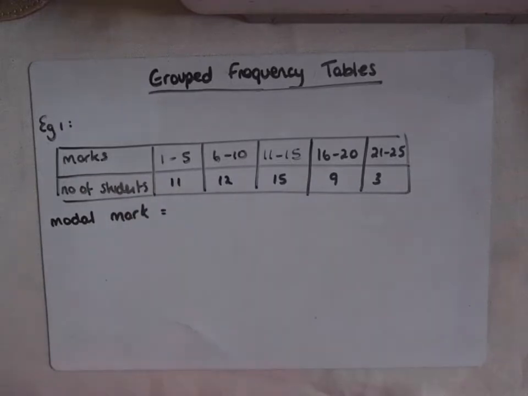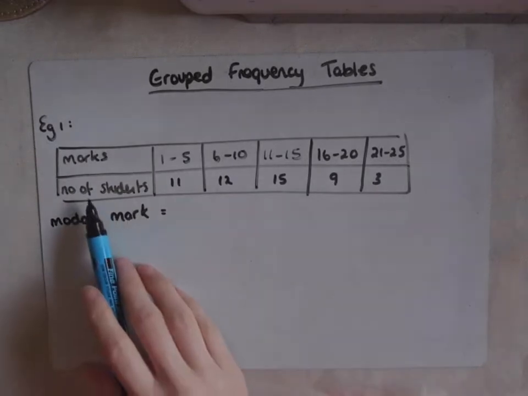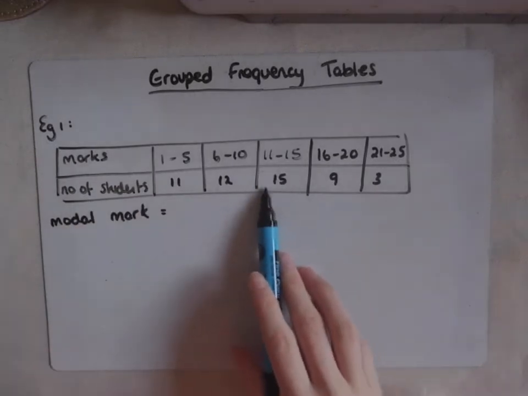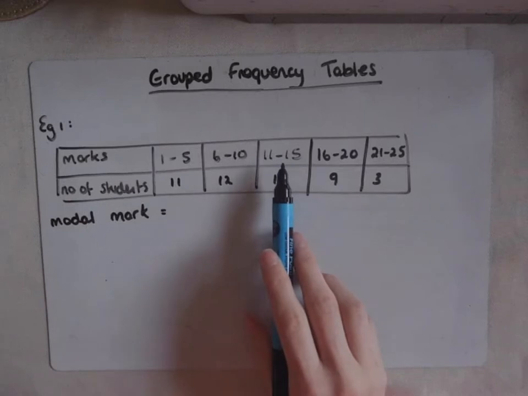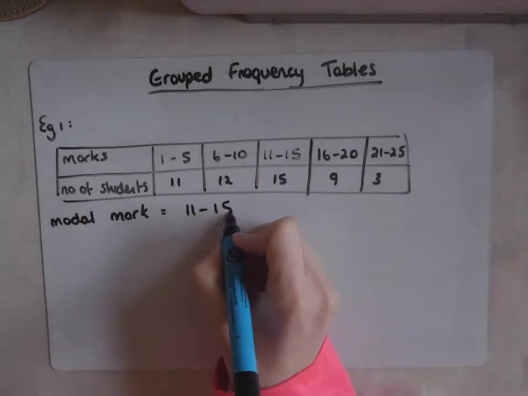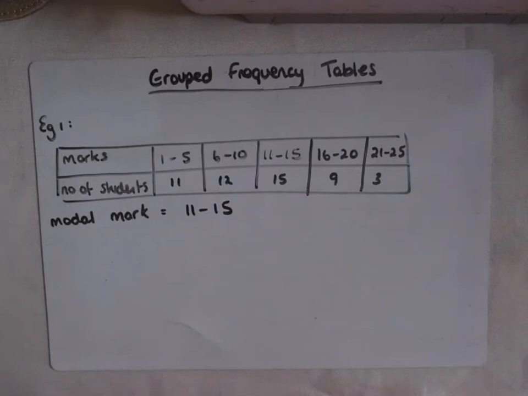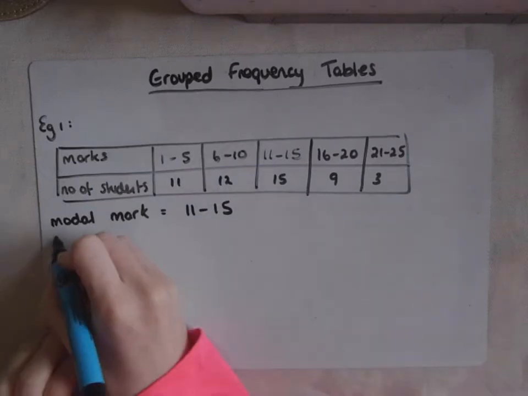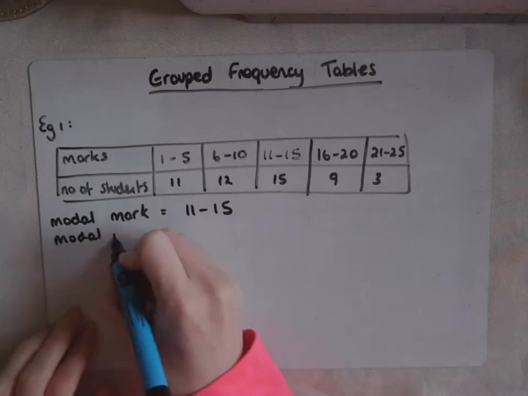So if I'm asked to find the modal mark, that's the exact same as a normal frequency table. You're just looking for what interval came up the most, okay? So the number of students, 15 students got between 11 to 15. So the modal mark is 11 to 15, okay? 11 to 15 came up the most. That's your modal class, okay? Or modal interval.